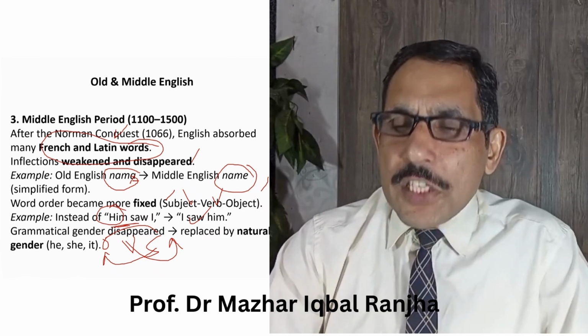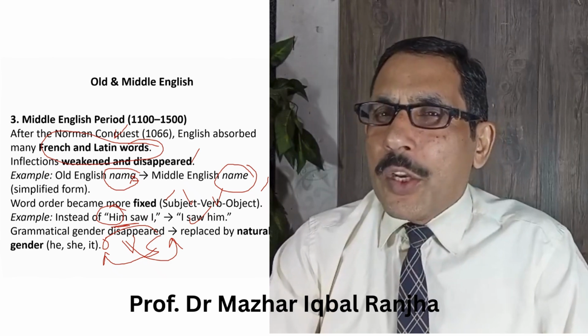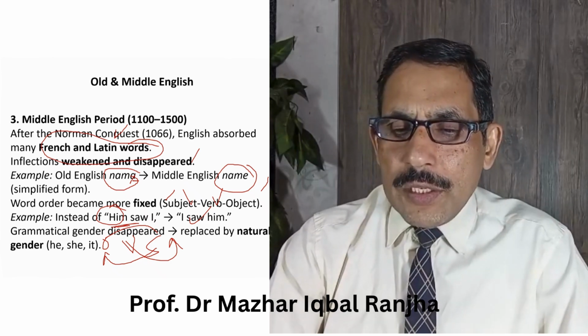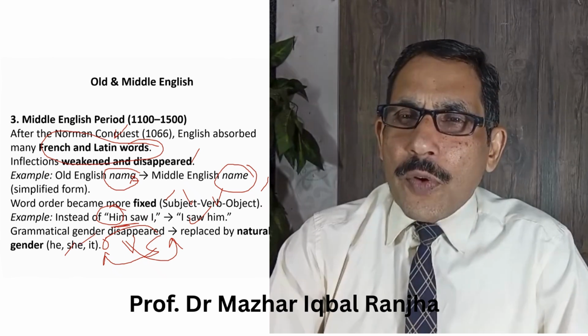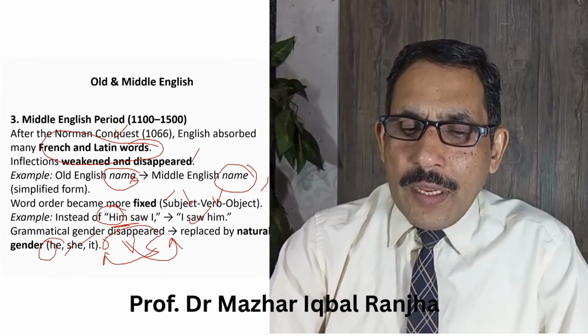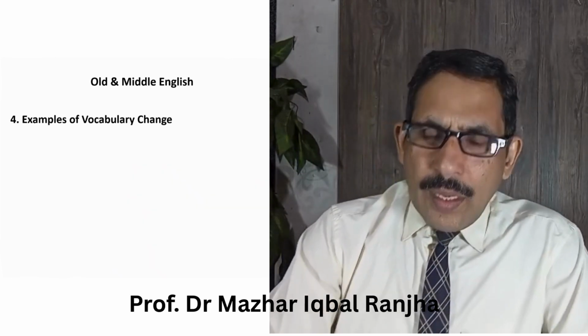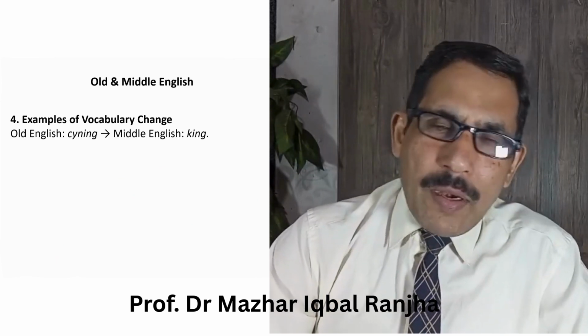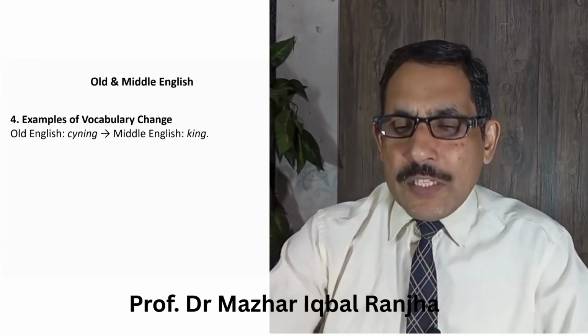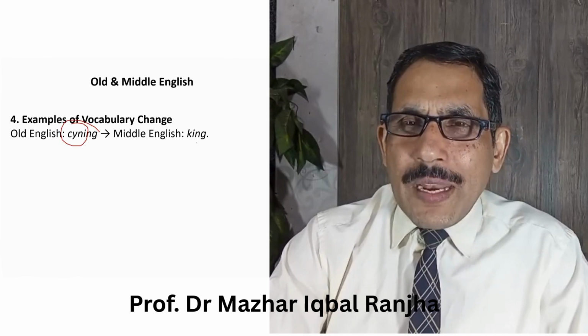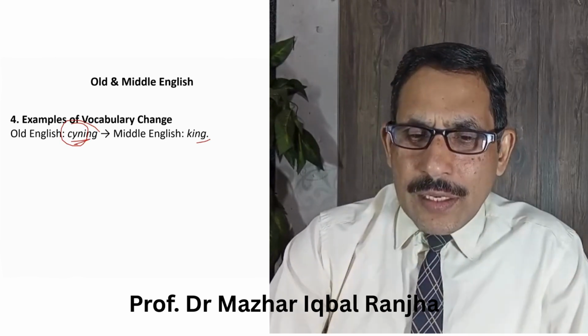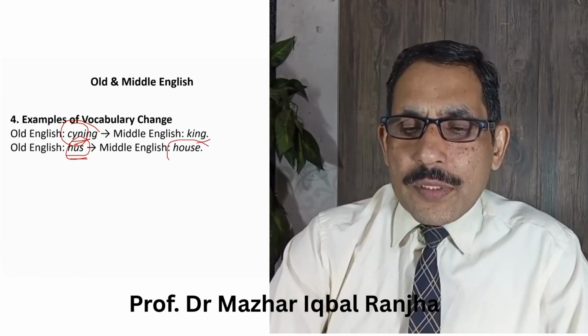Gender categories either disappeared or they were used with the neutral gender. For example, he, she, it. He is used for masculine, she for feminine, and it for neuter gender. There was also change in vocabulary. The words were made simple. There was language simplification as well. For example, 'cyning' was made as 'king'. The initial spelling of king was this, and house was written like this one. Now we know it as 'house'.